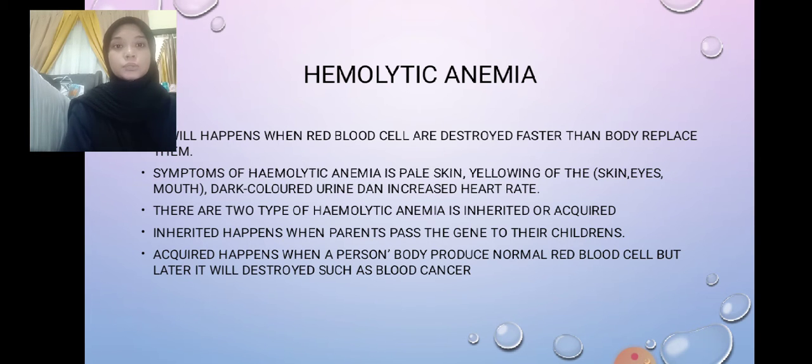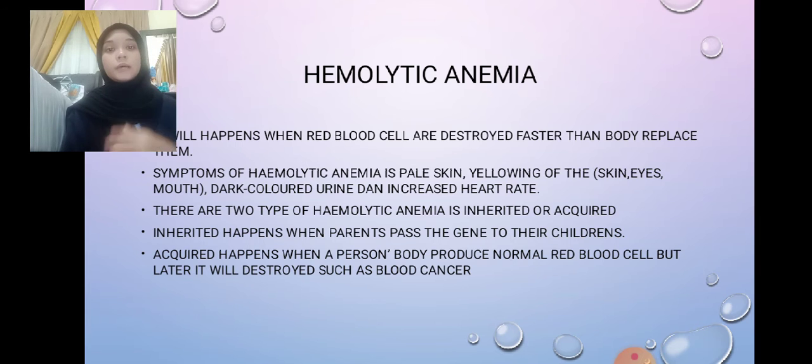There are two types of hemolytic anemia, inherited and acquired. What is the difference between inherited and acquired? Inherited happens when parents pass the genes to their children. Examples of inherited causes of this type of anemia are sickle cell anemia and thalassemia.